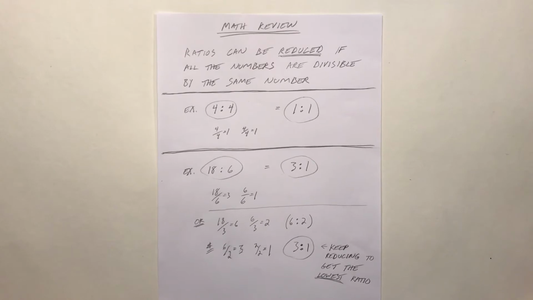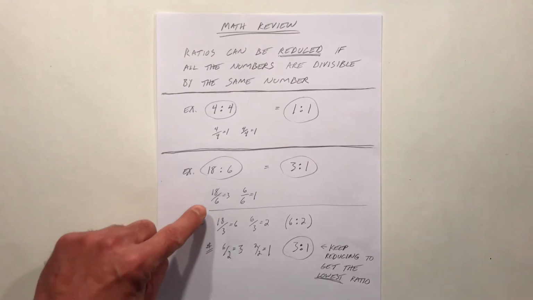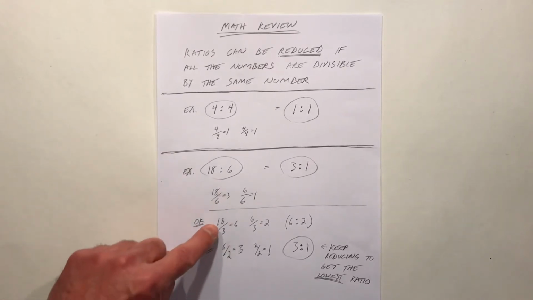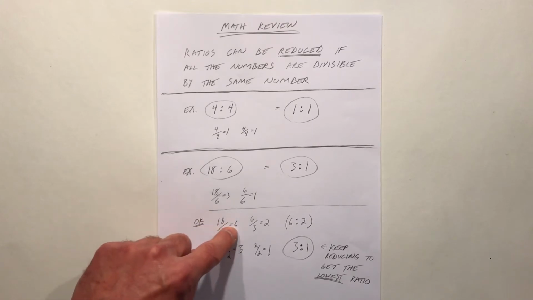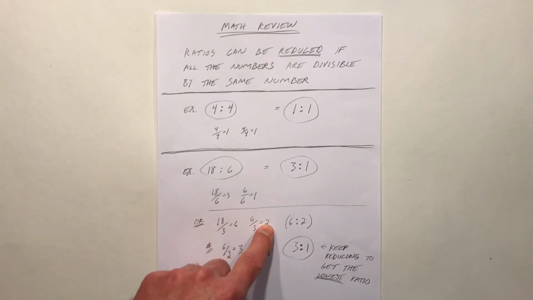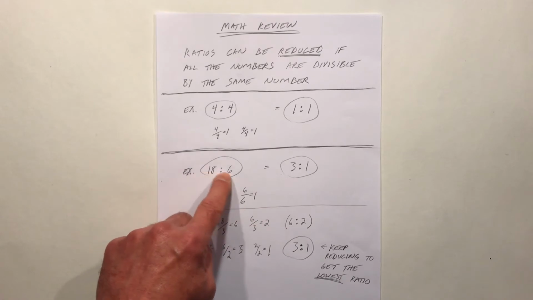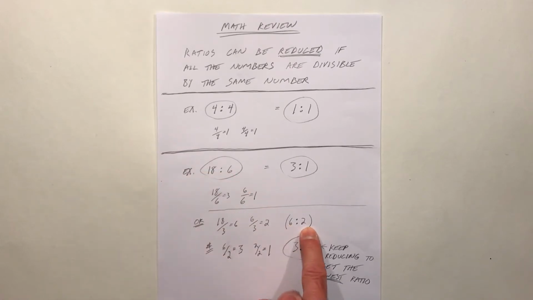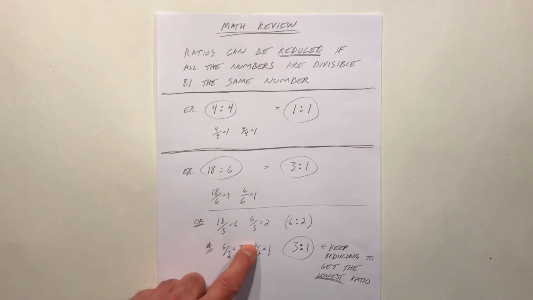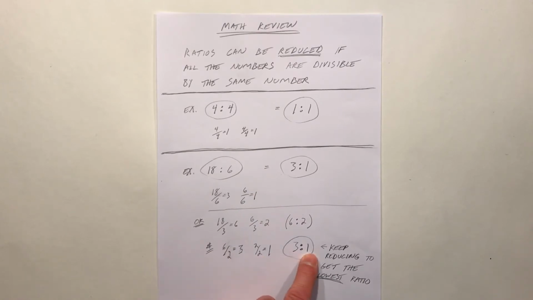Now you can do that incrementally as well. You don't have to divide by 6 there. For example, you could take 18 divided by 3 and get 6, take 6 divided by 3 and get 2, and initially take 18 to 6 and reduce down to 6 to 2. But we can reduce further. 6 divided by 2 is 3, 2 divided by 2 is 1. So 6 to 2, again, divide both those values by 2, becomes 3 to 1. So we keep reducing to get the lowest whole number ratio. Just a quick math review on reducing.